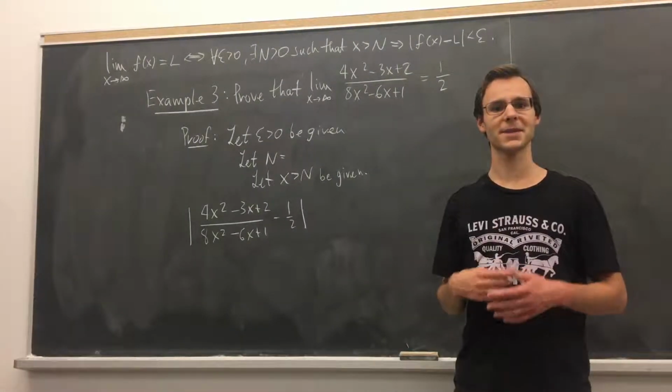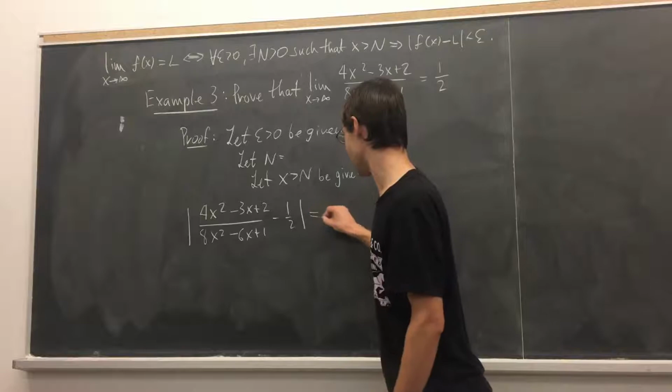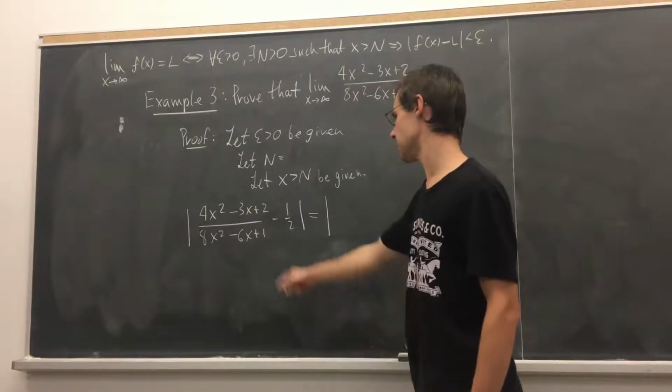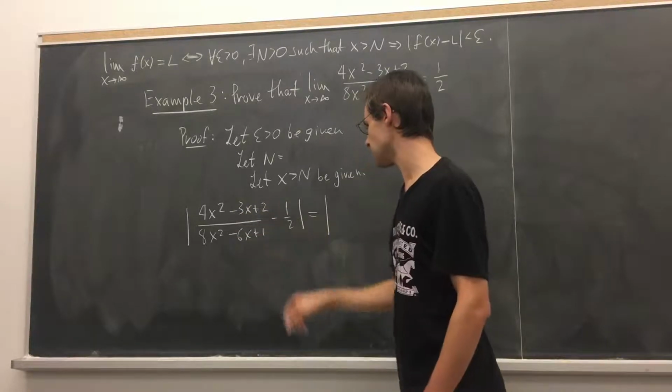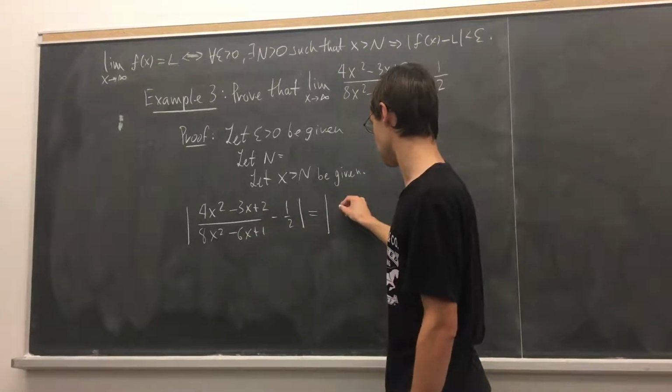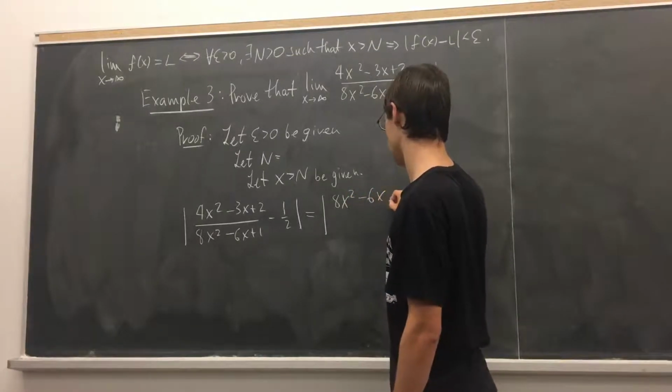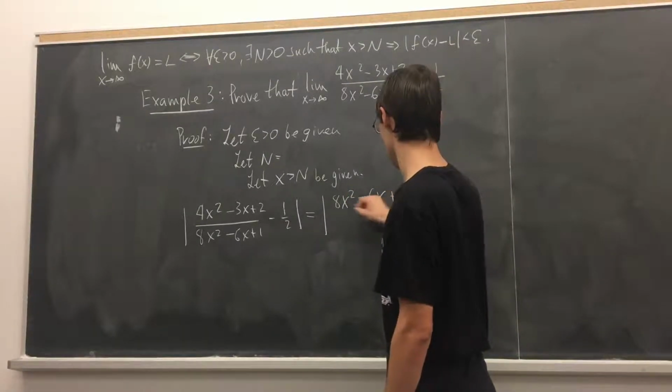Step 1, simplify. That's always step 1, okay? 2 times this business minus 1 times that business, okay? The numerator, if we cross multiply, will be 8x squared minus 6x plus 4, okay?